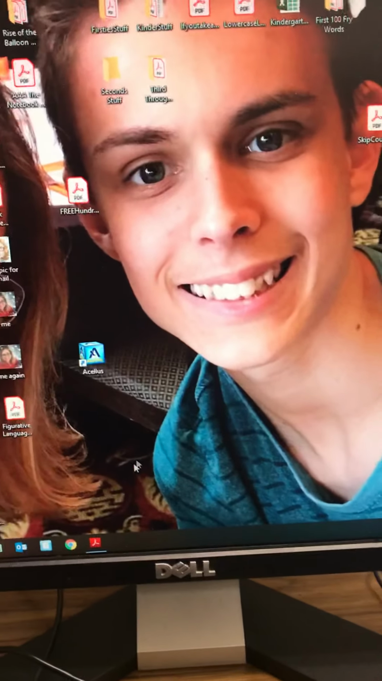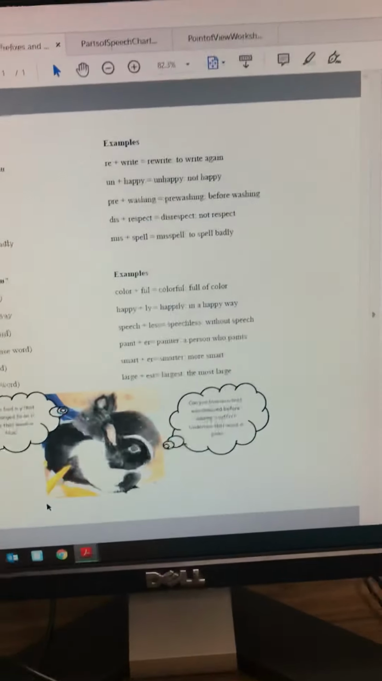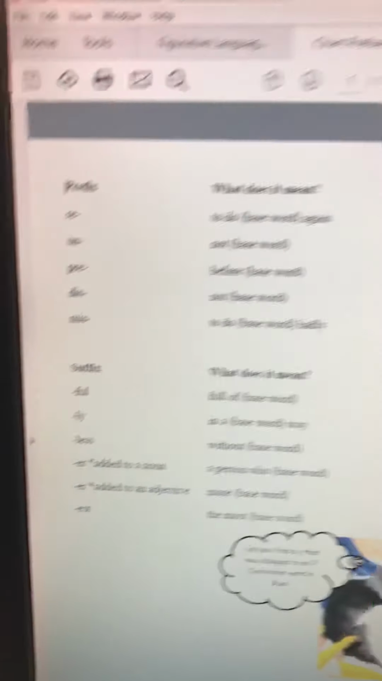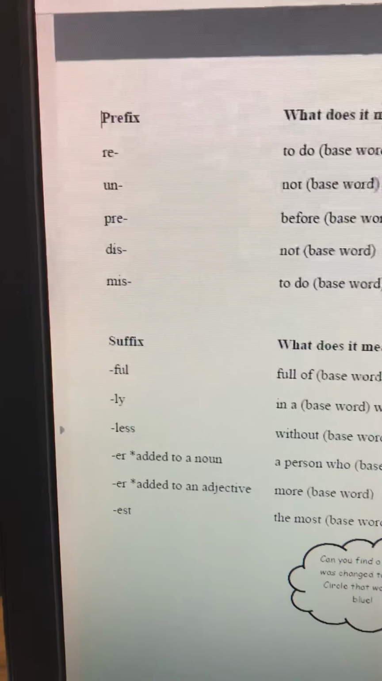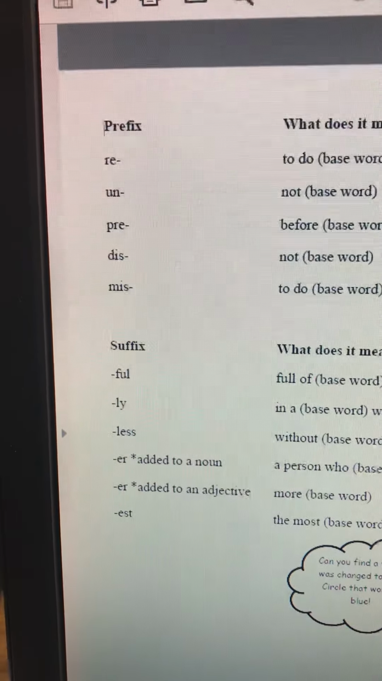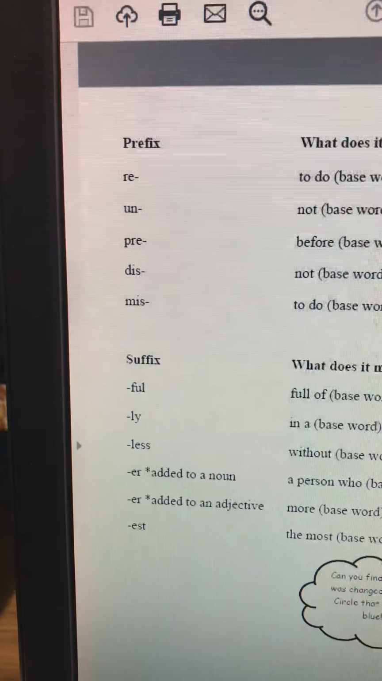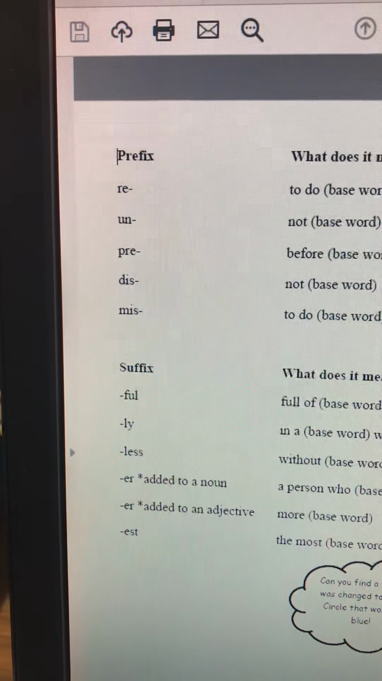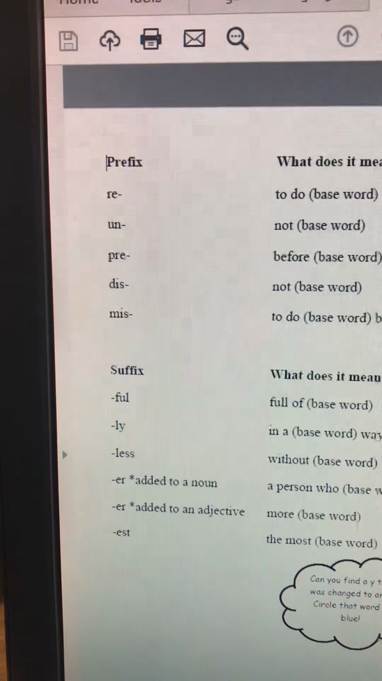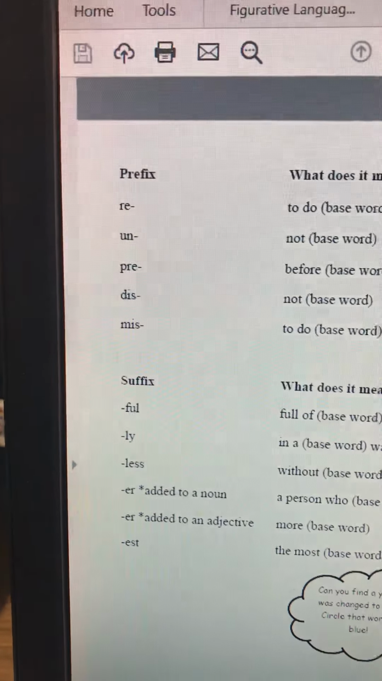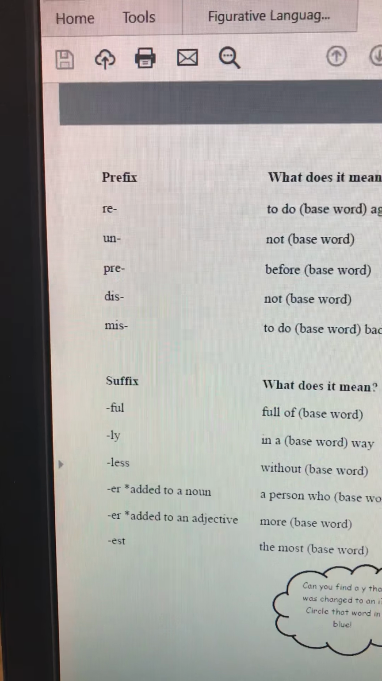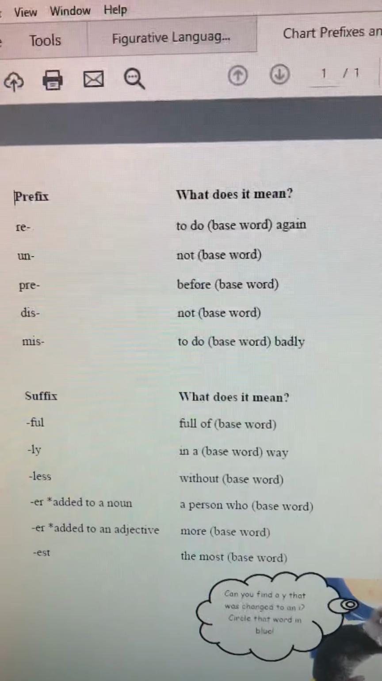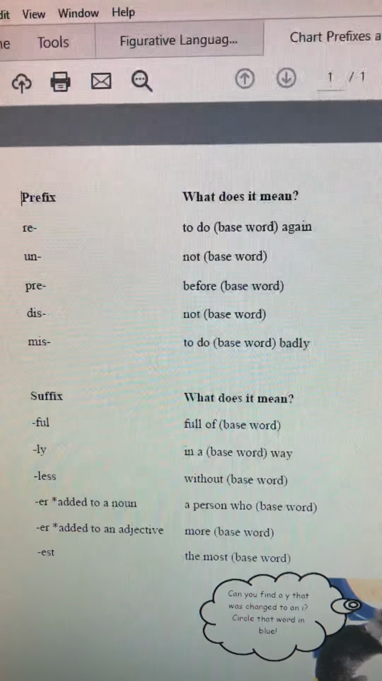The next thing that we want to look at are just prefixes and suffixes. A prefix goes at the beginning of a base word. Okay, so let's think of the word heat. Okay, heat means to warm something up, right? So if I say reheat, it changes the meaning to let's heat that thing up again.